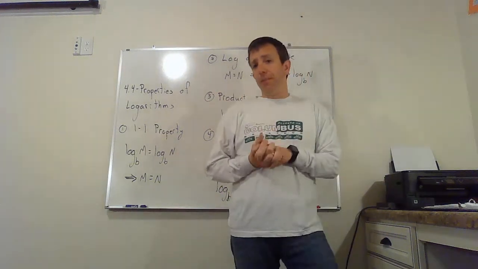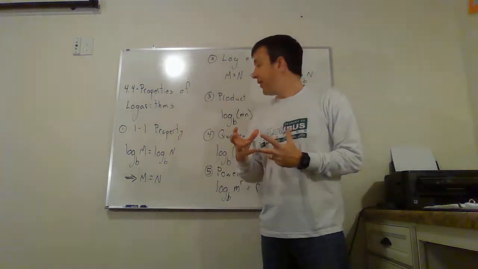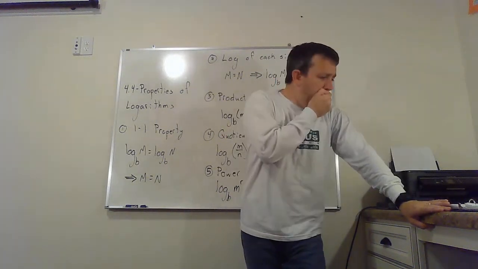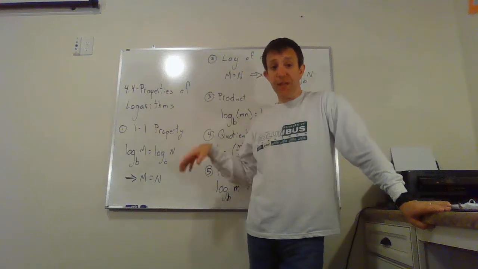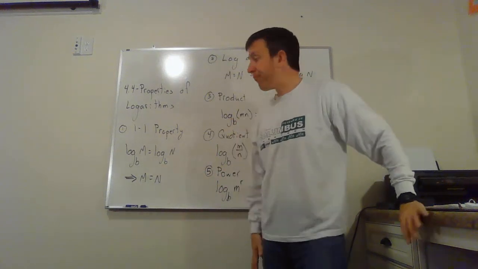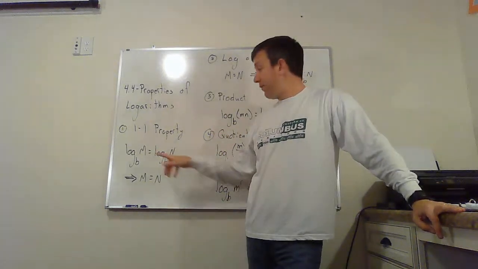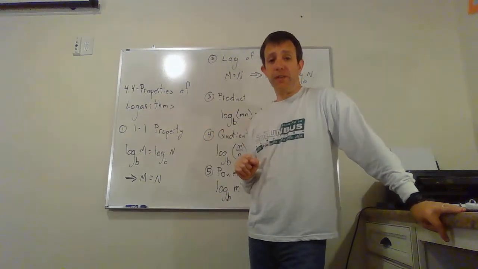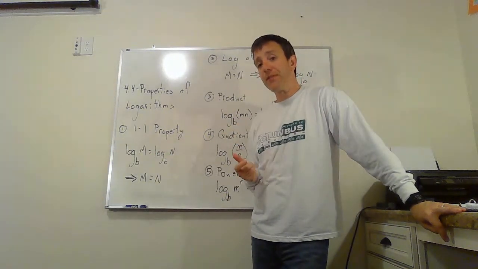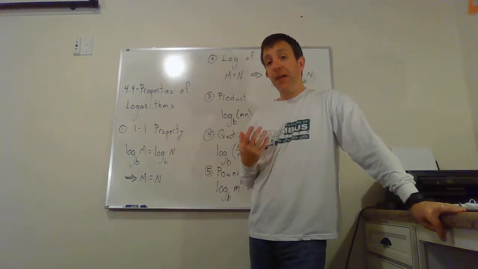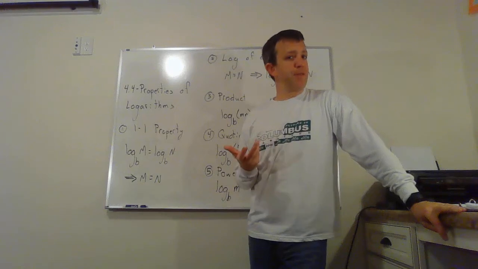The first two properties are really going to come into effect when we start solving equations. In fact, we don't even have anything to do with them here in this section, really. The first property is called the one-to-one property, and it just says if you have two logs equal to each other, if they have the same base, that implies that the stuff on the inside is also equal to each other. And hopefully you can see where that might be useful going forward.